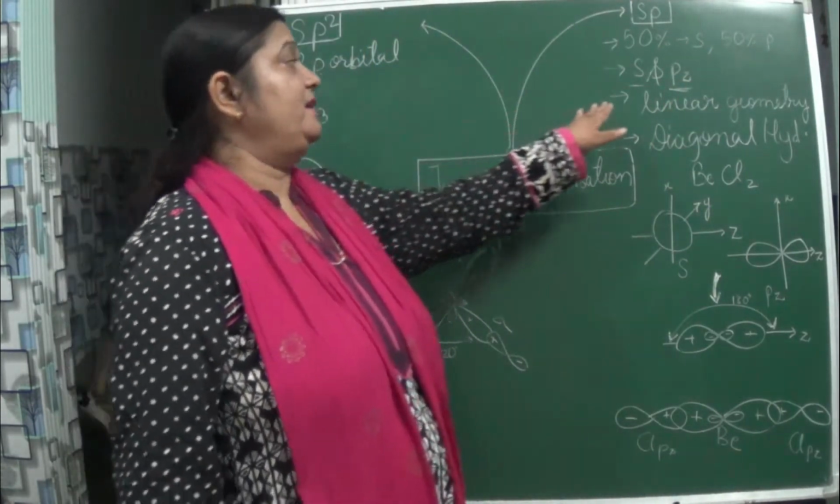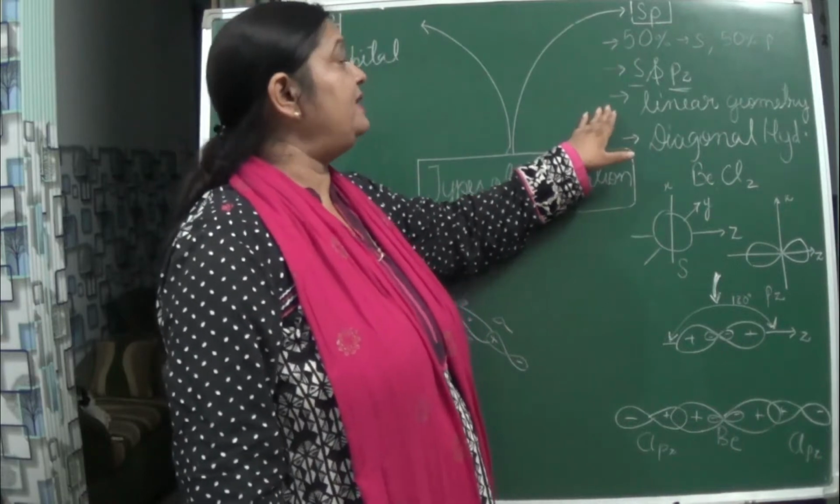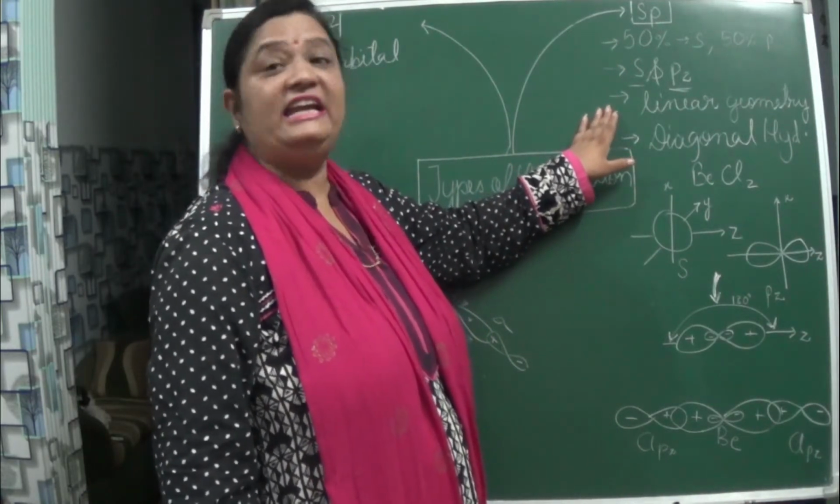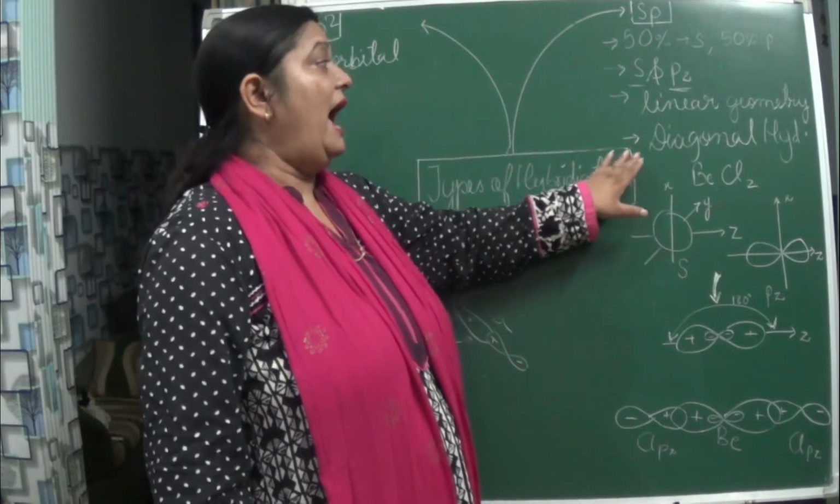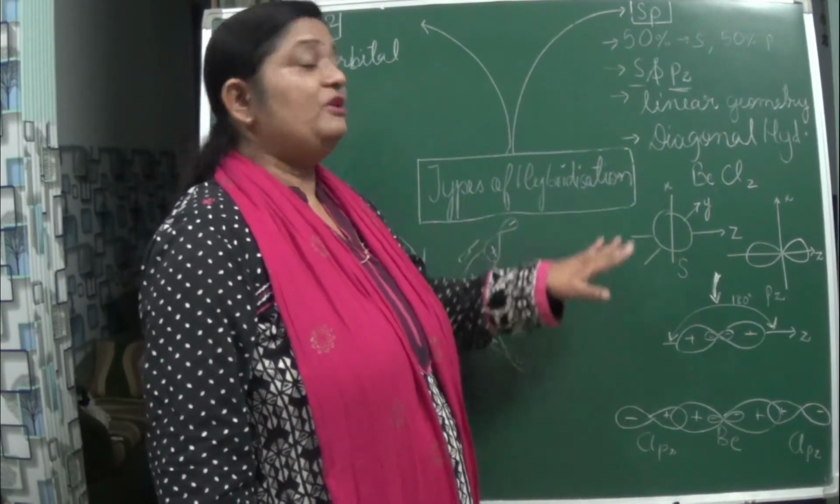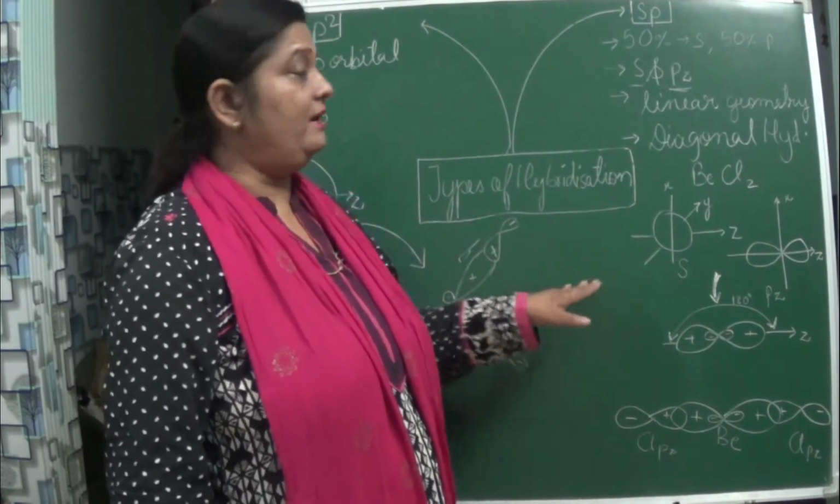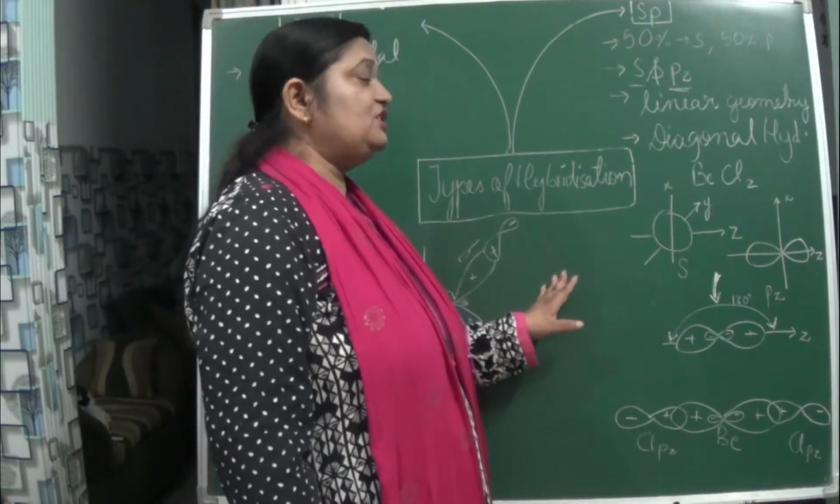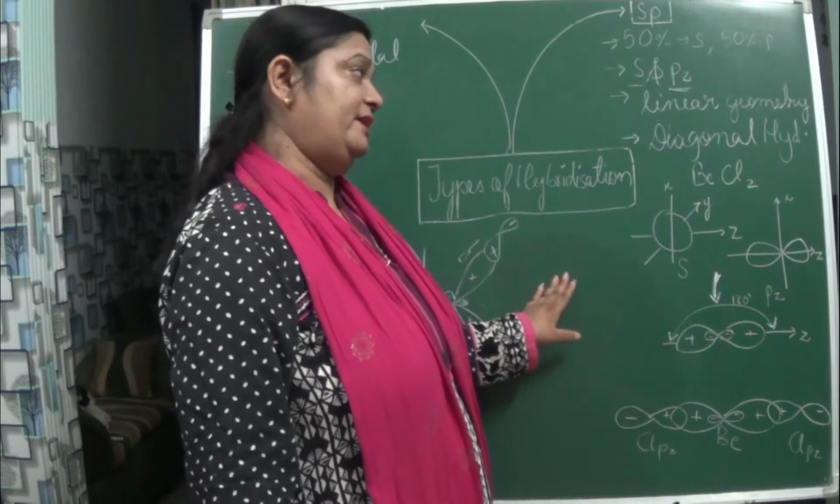Just remember that. The geometry which this SP hybridization will be having will be linear geometry, and they will be diagonal hybridized. Let us see the example of beryllium chloride. In this they have got SP hybridization.